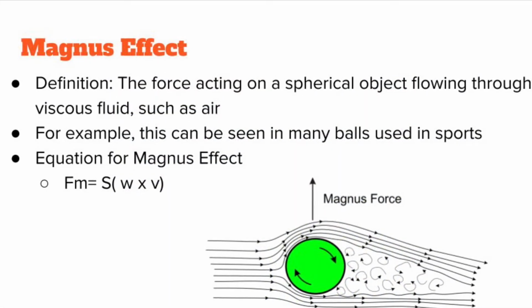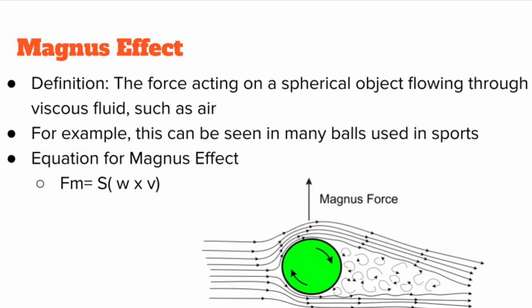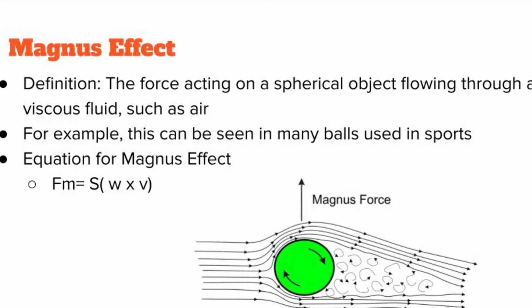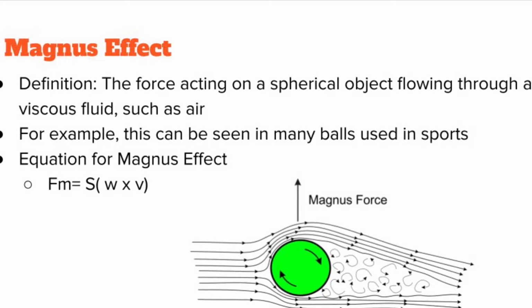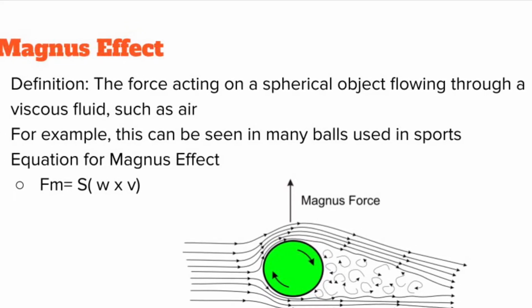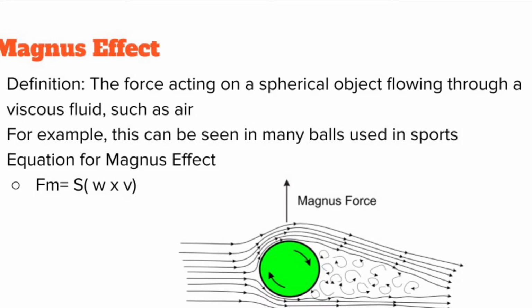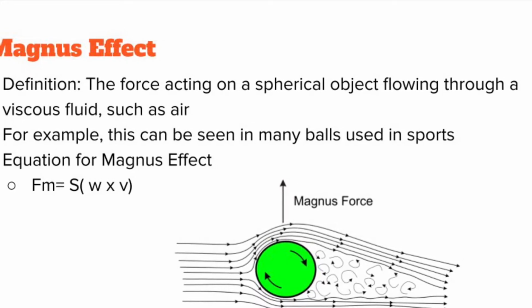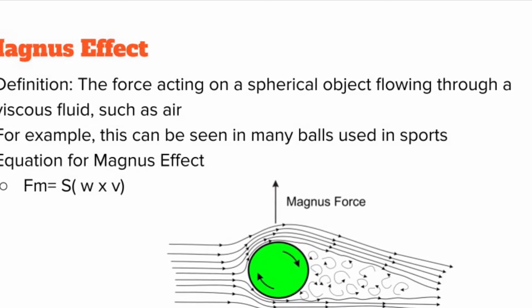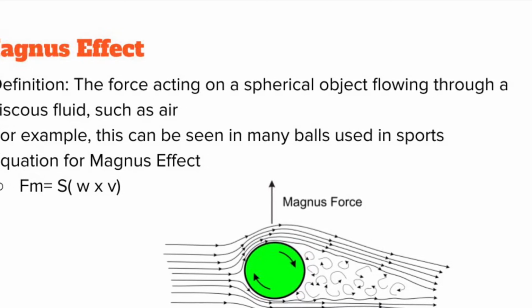Further dissecting the forces that act upon the ball, the Magnus effect is the force acting on a spherical object flowing through a viscous fluid such as air. The equation of the Magnus effect is: the Magnus force vector equals the air resistance coefficient across the surface of an object times the velocity of the fluid and the angular velocity vector of the object.